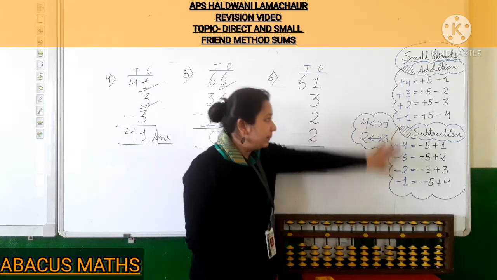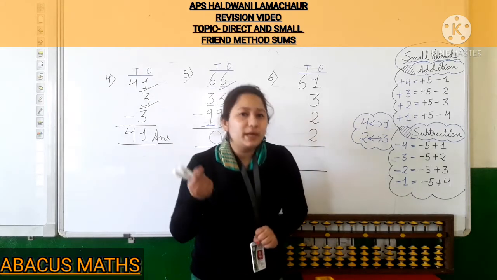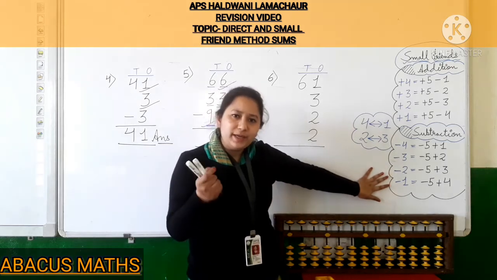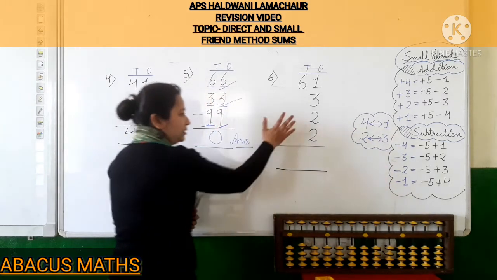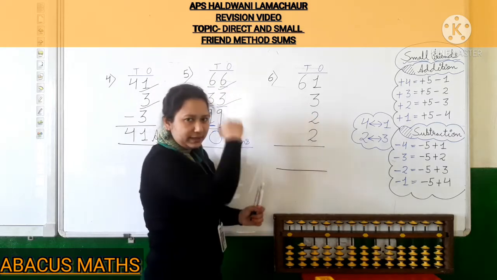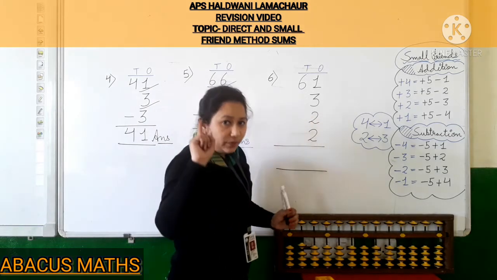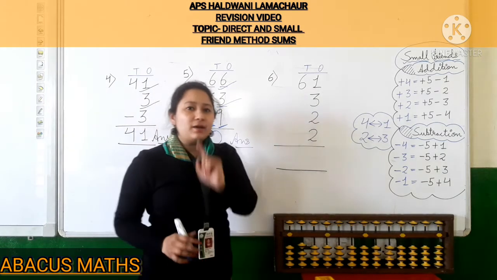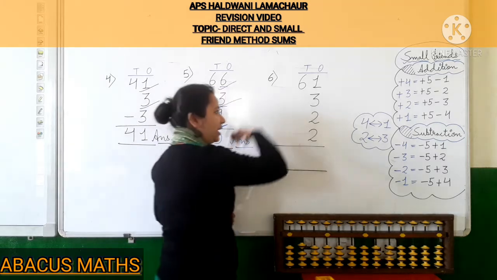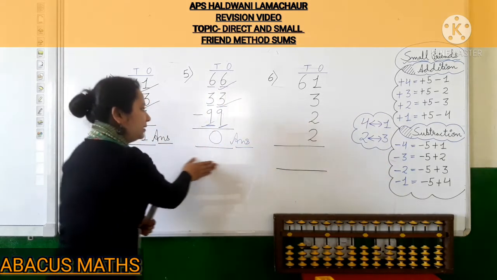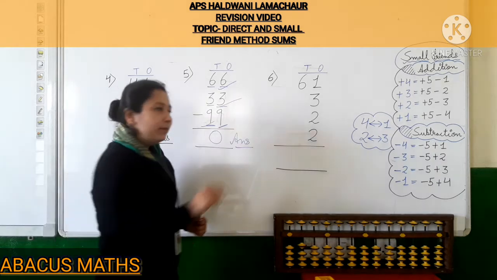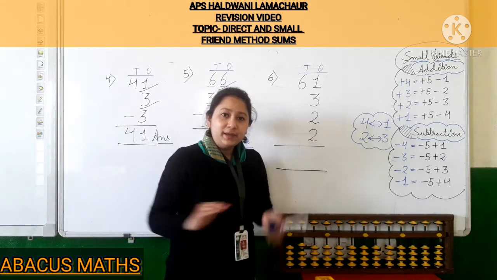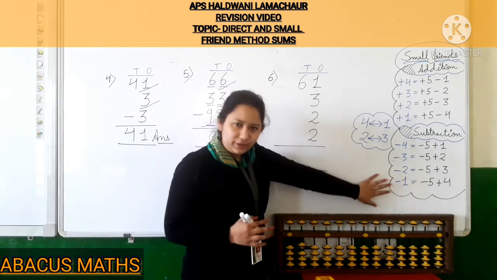Those kids who don't remember these small friends, they can go through my channel. In my channel, the videos of these small friends are there. You can go through it again. Now kids, let's do this sum with the help of small friends. One thing always remember, kids, where you use small friends. Whenever you get lack of bead, there you take the help of small friends. In these sums, beads are there in the tool, but in this sum, the bead will not be there. And where we get lack of bead, there we use small friends.